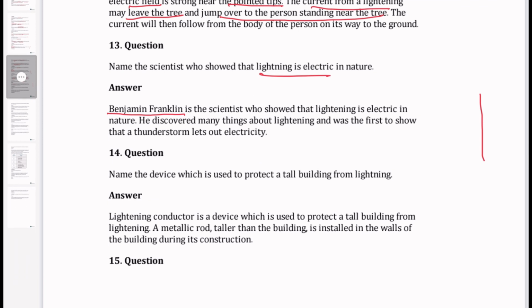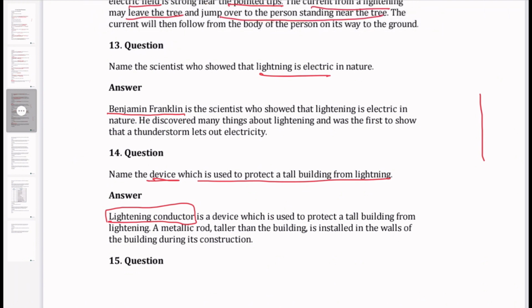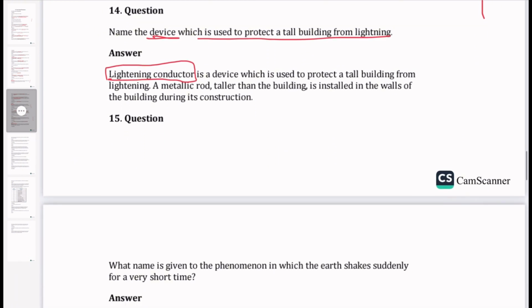Name the device used to protect tall buildings from lightning. The device is called the lightning conductor. Every building will have a metallic rod placed on top of the building.